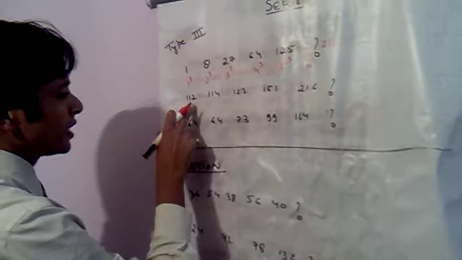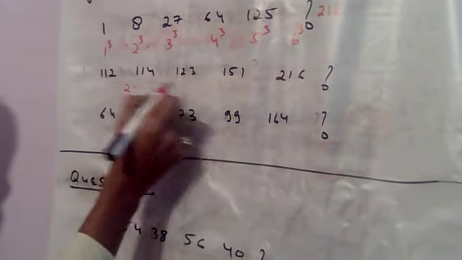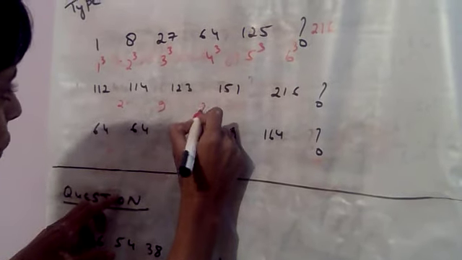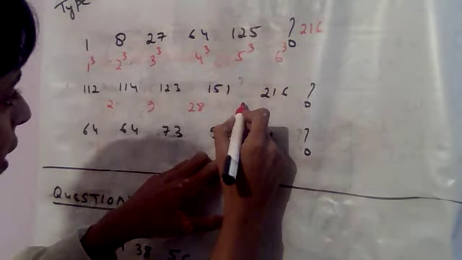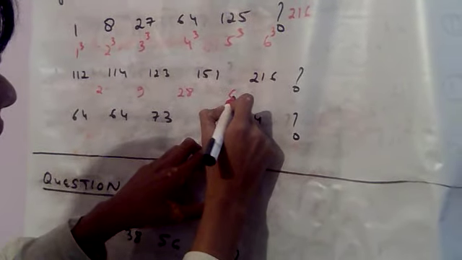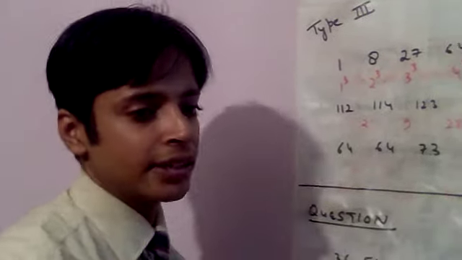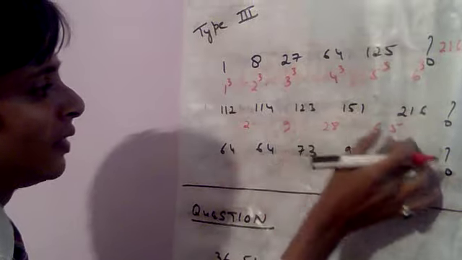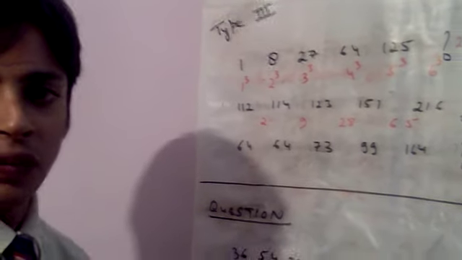Over here the question says 112, 114, 123, 151, 260. Let's first see the difference between these numbers. The difference between these two would be 2. The difference between these two would be 9. The difference between these two would be 28. The difference between these two would be 65. Right. So here we see that the difference does not have a pattern. There is no pattern amongst the differences themselves, that is 2, 9, 28, 65. We cannot find a pattern in the difference. Let's apply the cube rule over here.